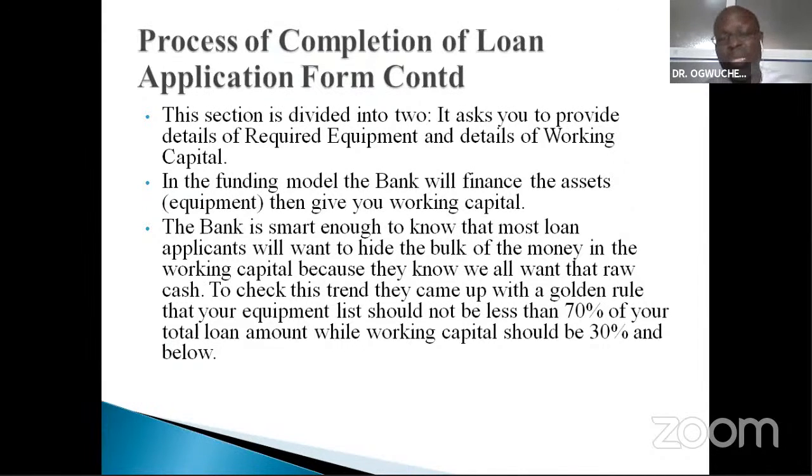So what this means essentially is that for whatever business you want to go into, if you want to go into tailoring, for example, and you're asking for 10 million, 70%, which means 7 million, should go into the purchase of things like sewing machines, cutters, and the different types of machinery you require in the tailoring business. Then the working capital will be for things like your salaries, your rent, utilities and stuff like that. That is how it is divided. Okay, so let's take an example here.